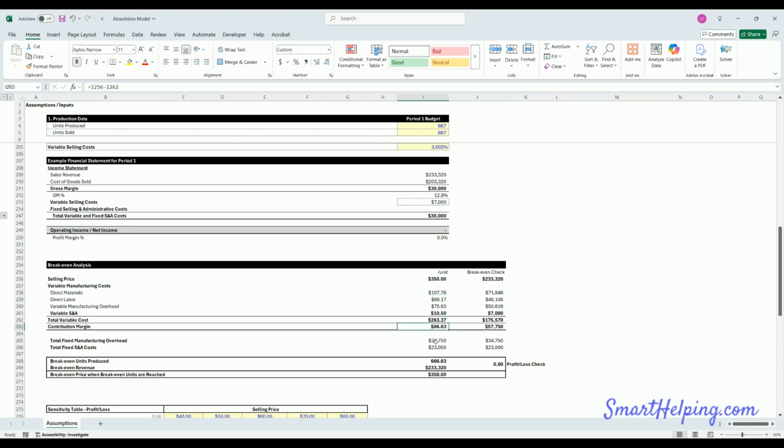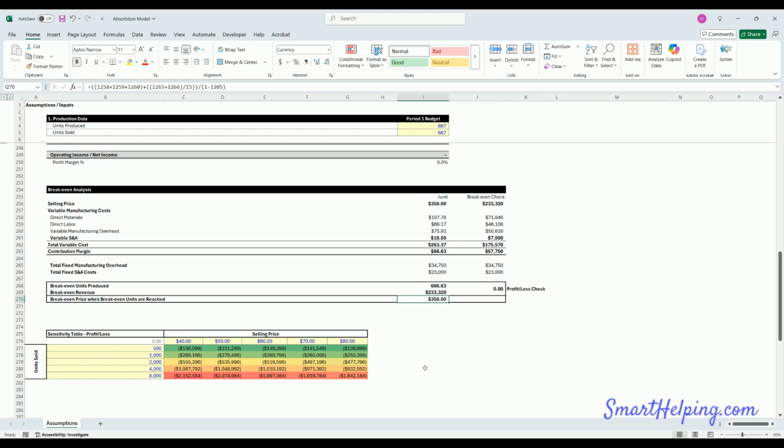And then we can go down to essentially contribution margin on that. And then down here is your break-even units, break-even revenue, 233,000. Now, let's take it, well, before I get to the break-even price, let's talk about the sensitivity table.